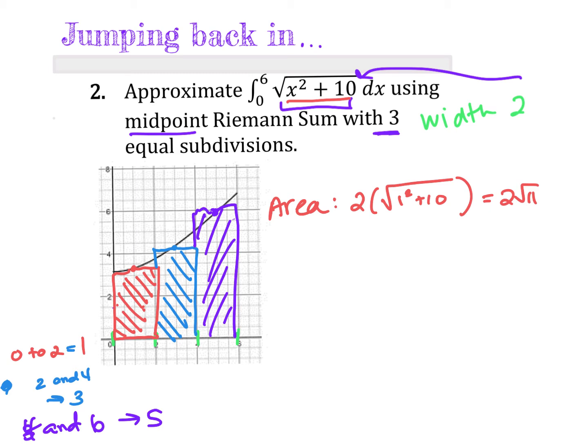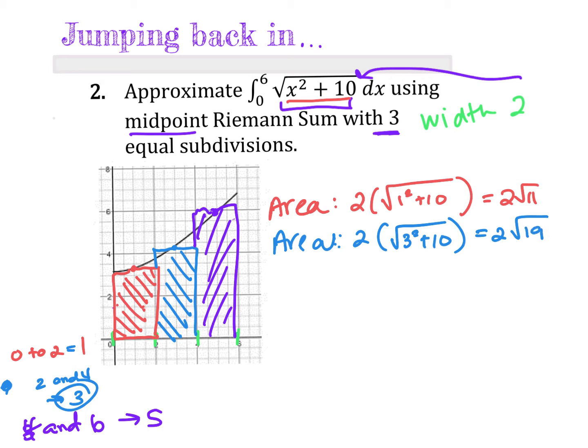Now, if I was to find the area of the blue, again, my width is 2, and my height, we said, is what we get when we plug 3 in, so that's going to be the square root of 3 squared plus 10. This is going to be 2 times the square root of 19. And last but not least, our purple rectangle has a width of 2 and has a height of what we get when we plug in 5. So the square root of 5 squared plus 10, which is going to be 2 times the square root of 35.